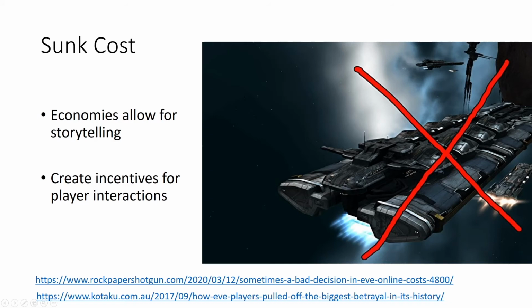Now, the nice thing about economies, now we're going to look at the nice stuff, is that it also allows for storytelling. So if anyone doesn't follow Eve, or at least just reads gaming websites, Eve is essentially a spreadsheet simulator in space. It's not mostly about space battles. It's about generating resources, having alliances, etc., etc. But it allows for loads of stories to happen based around these resources.